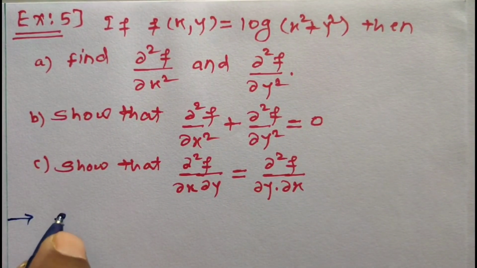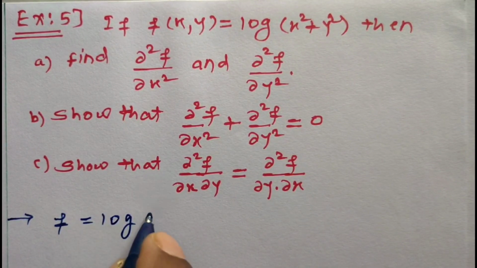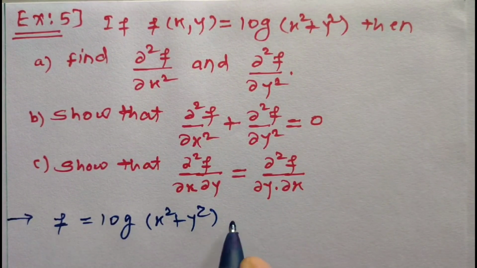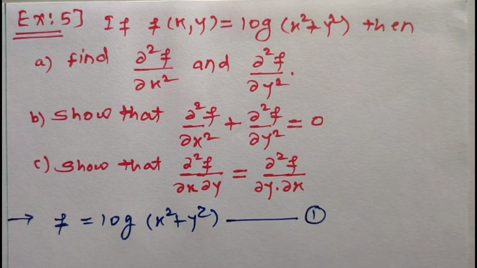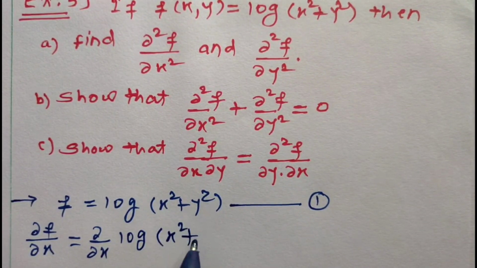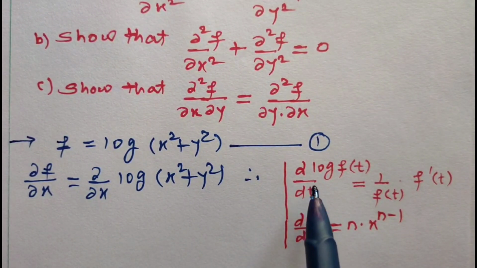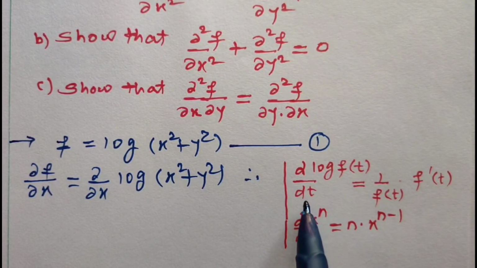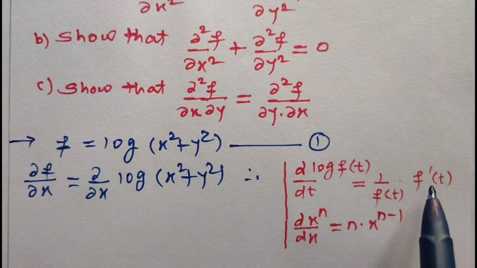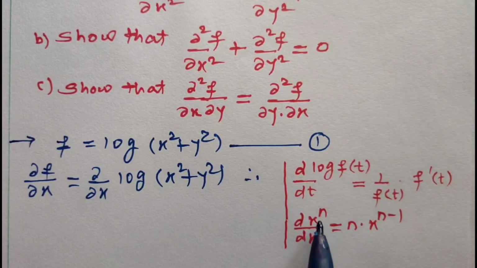Given that f is equal to the logarithm of (x square plus y square), partially differentiate this f with respect to x first, considering this as result number 1. The left hand side, its partial derivative with respect to x, is equal to the partial derivative with respect to x of the right hand side, which is the logarithm of (x square plus y square). Since the derivative of the logarithm of f of t with respect to t is equal to 1 upon f of t into the derivative of f of t with respect to t, that is f dash t. And the second formula: the derivative of x to the power n with respect to x is equal to n into x to the power n minus 1.